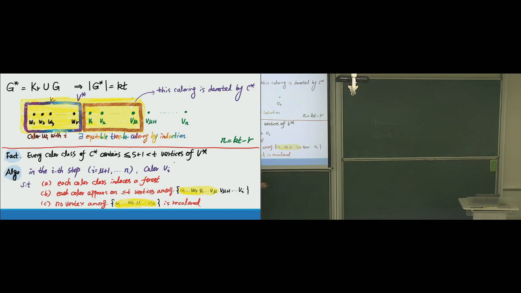our method is to color the remaining vertices one by one in this order, and in each step we just need three conditions. That means each color class induces a forest, and each color class appears on at most T vertices, and the third one is important: the already colored vertices will not be decolored. That means we decolor only after the remaining vertices are colored. We color the vertices one by one. We can color this V mu plus 1, and next we color V mu plus 2. When we are coloring V mu plus 2, we need to color this vertex, but we cannot color anyone inside this.